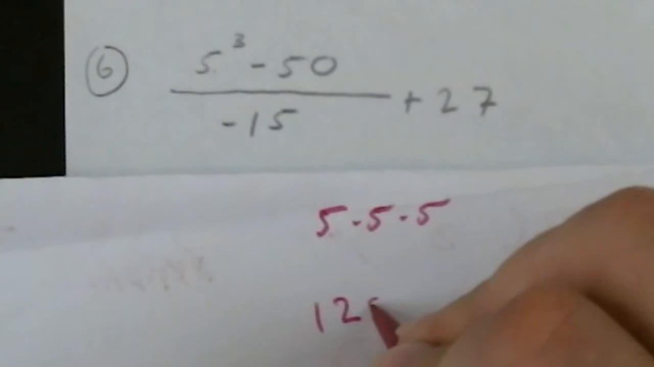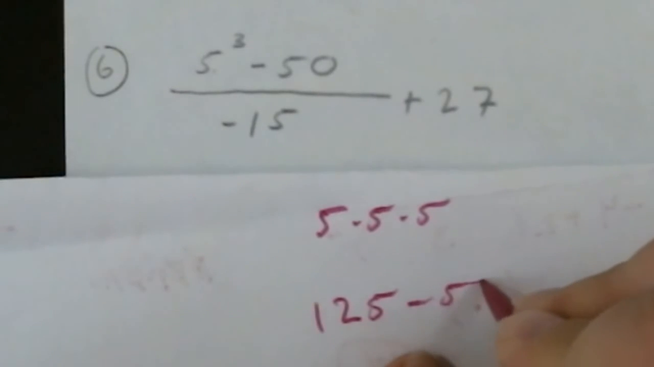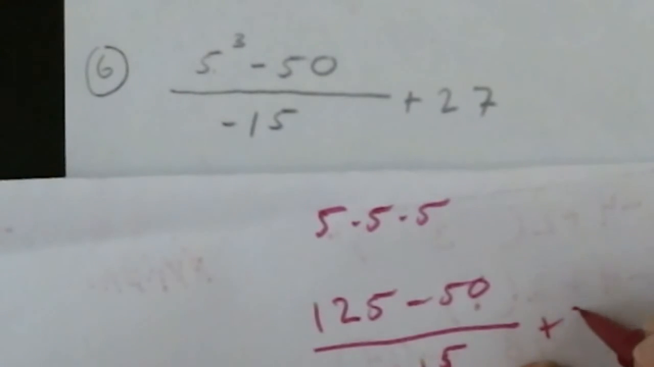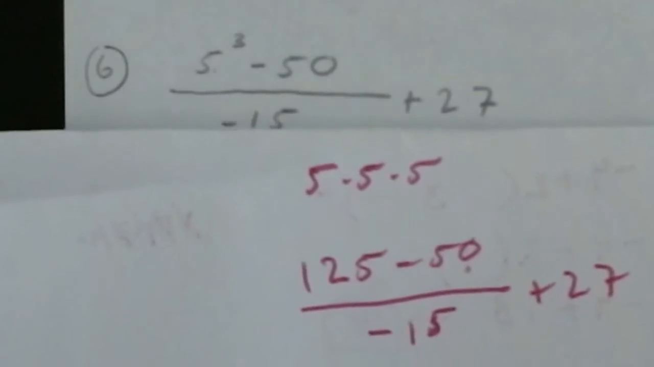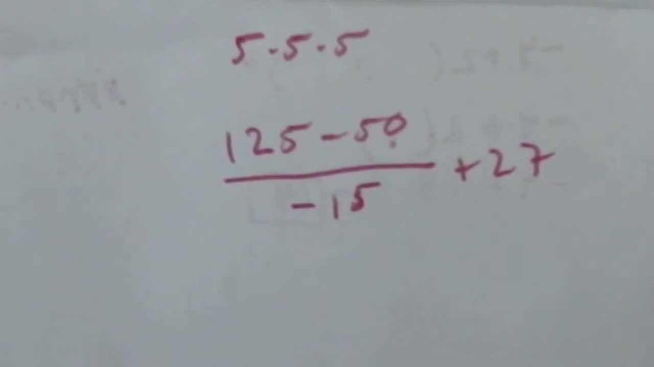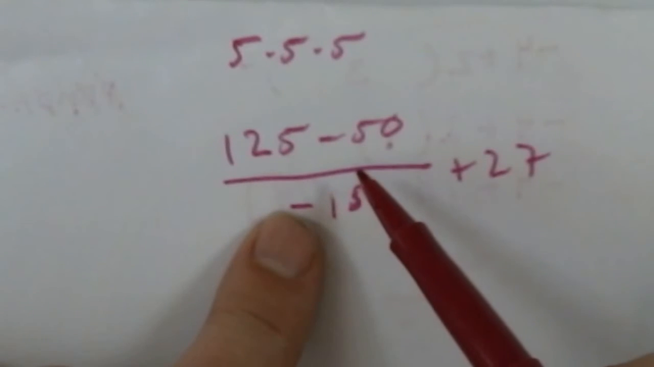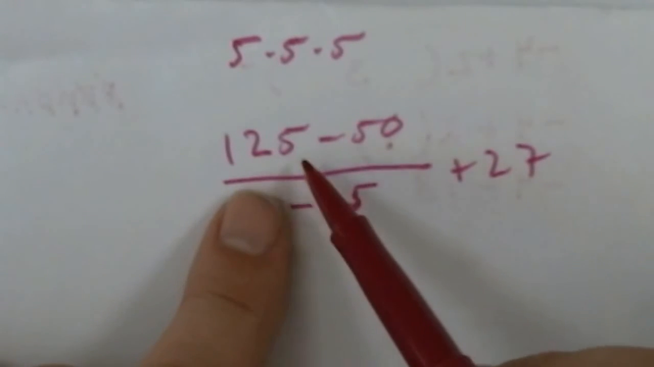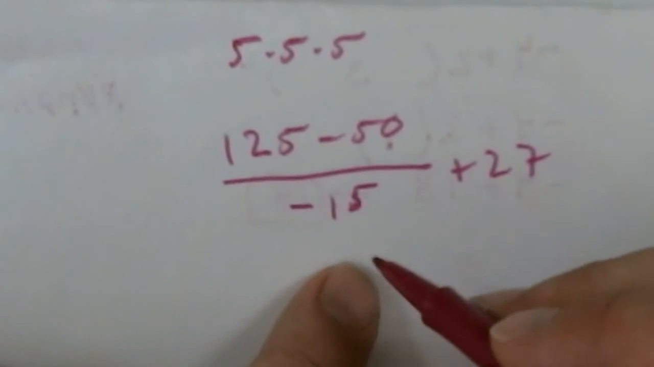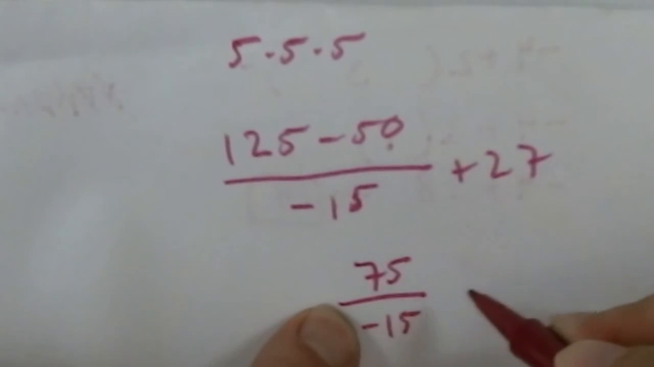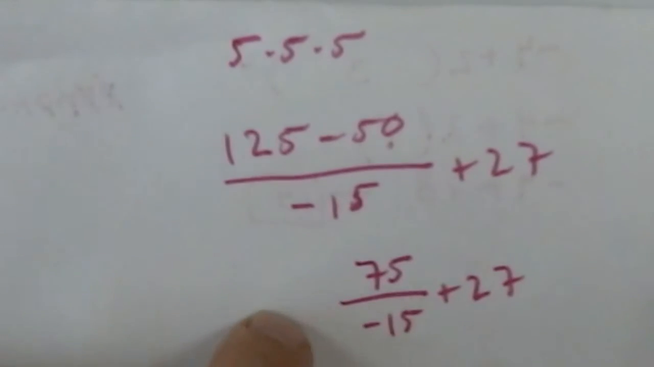So 125 minus 50 divided by -15 plus 27. Okay, so now what? Looks like we're going to have to make that exception first before we divide. So that's going to be 125 minus 50. That's 75 divided by -15 plus 27.